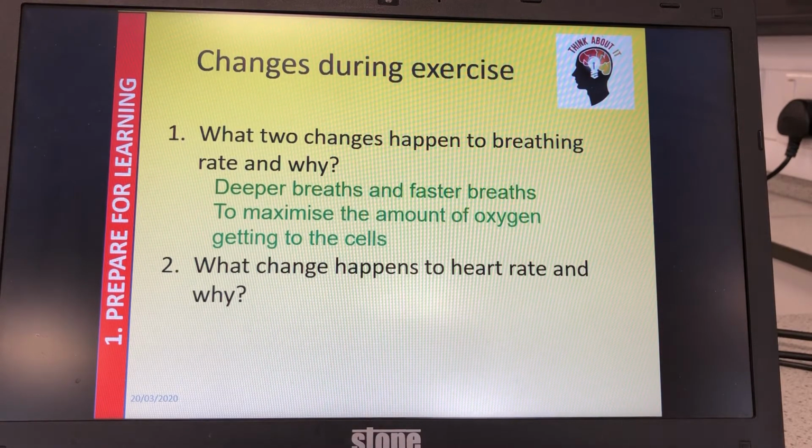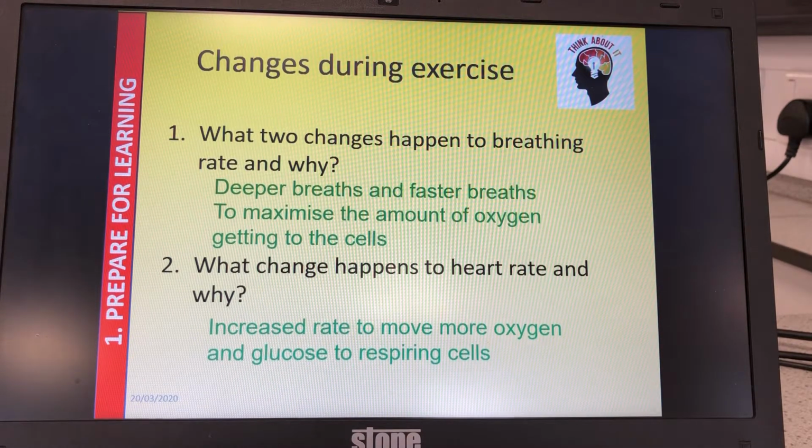So we're trying to get oxygen to the cells because we know that's really important to stay in aerobic respiration. And the other thing that's got to happen to try and transport that oxygen to the cells is the heart rate. So heart rate will increase, and that's to move the oxygen and the glucose, don't forget, that got into the blood at the villi in the small intestine to those respiring cells to try and fuel them as much as possible, providing them with what they need so that we don't slip into anaerobic respiration and we can have that efficient energy.